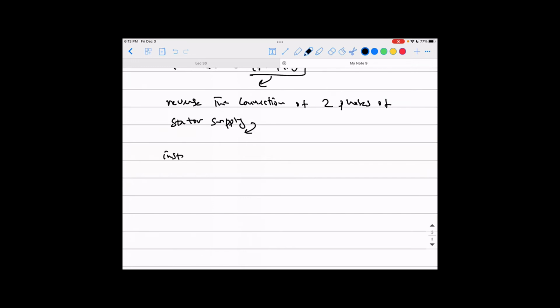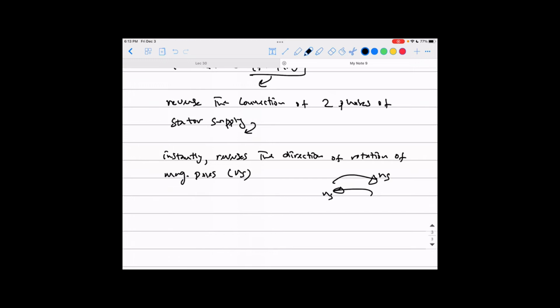So that's all that happens. Reversing the connection of two phases of the stator supply will instantly reverse the direction of rotation of the magnetic poles. I mean the synchronous speed. The synchronous speed will just be reversed. If it was in this direction before, it will now instantly be in this direction. If it was clockwise, it will now be anti-clockwise, or vice versa. That will happen instantly. Why? Because the synchronous speed, or the speed of the magnetic poles, just comes from electricity. You know, the synchronous speed is 120 F over P.